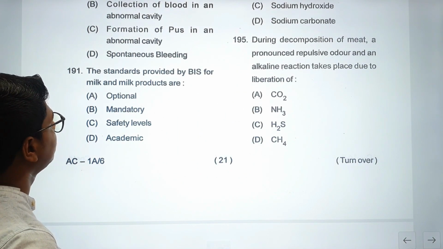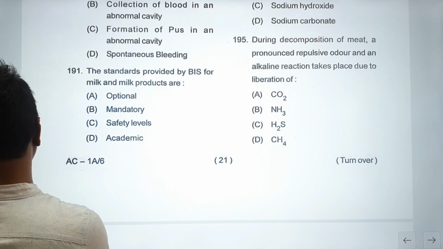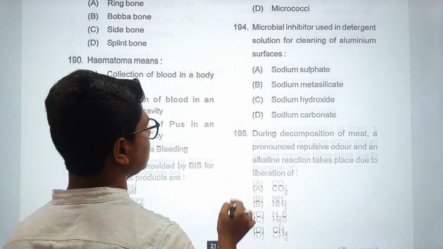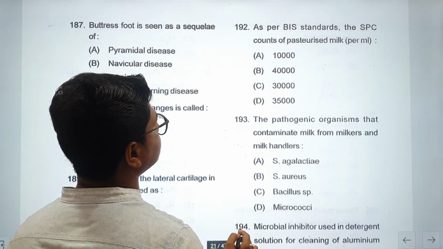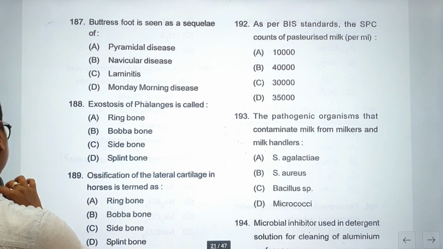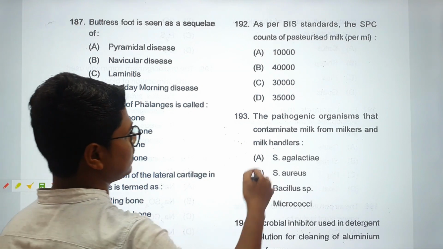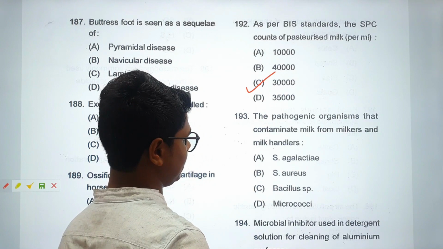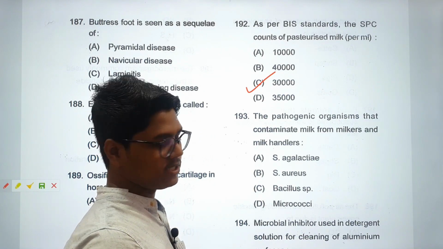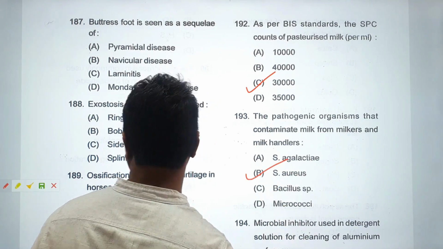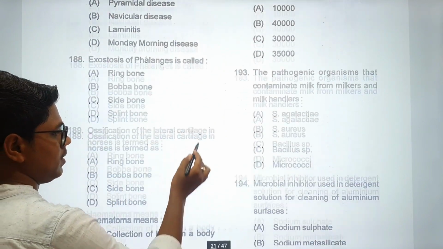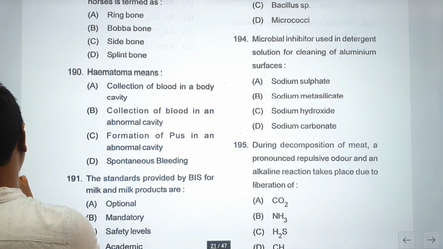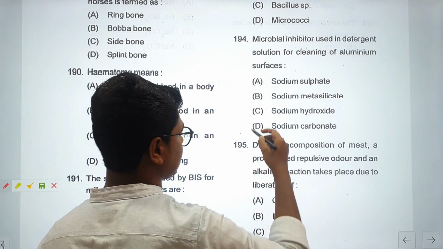The standards provided by BIS for milk and milk products are optional. Okay, it is not mandatory. Next, as per BIS standard, the SPC count for pasteurized milk per ml is 30,000. The pathogenic organisms that contaminate milk come from the milkers and milk handlers. The common organism found on skin is Staphylococcus aureus.